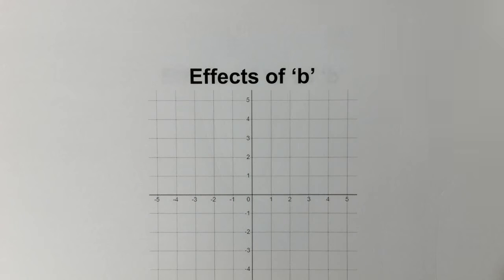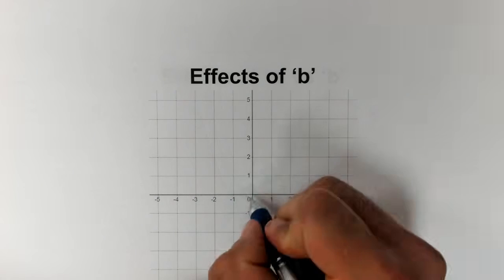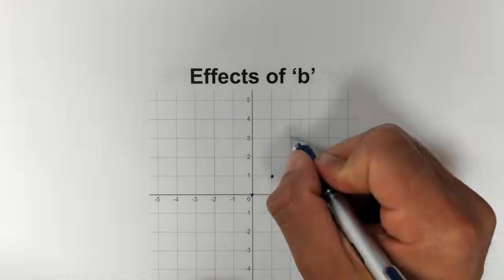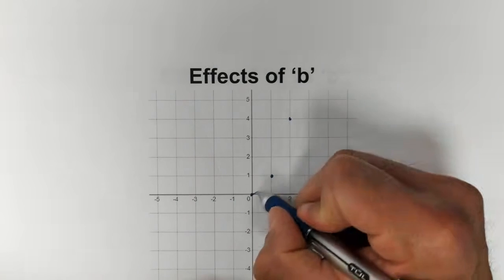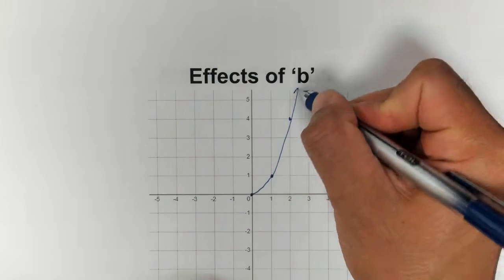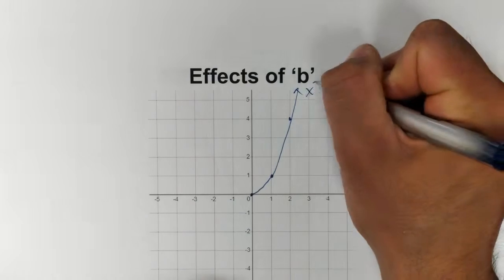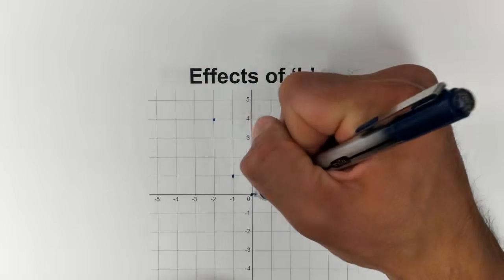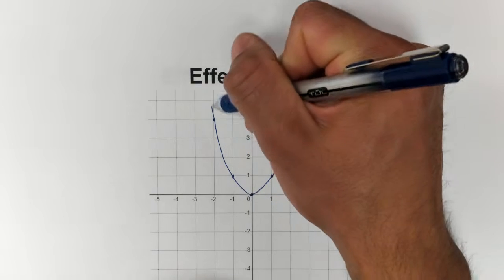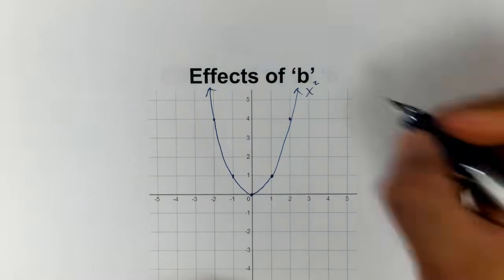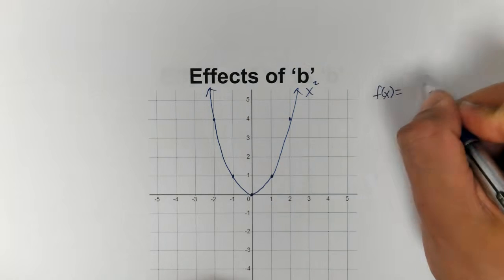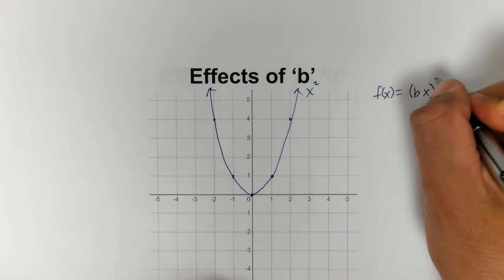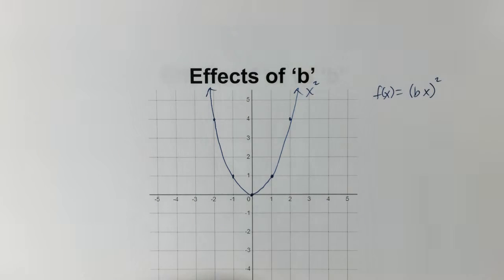We're going to compare this again to the parent function. So let's graph the parent function. All of these effects are going to be comparing to the parent function. So what happens if I have f of x equals (bx) squared, right? I'm multiplying it by b, some term.